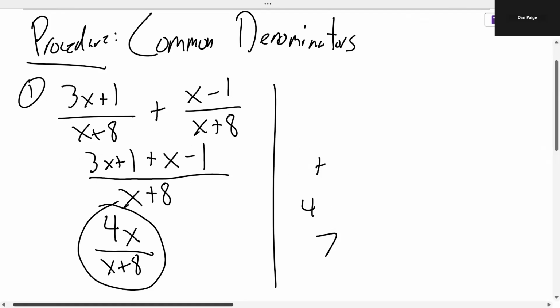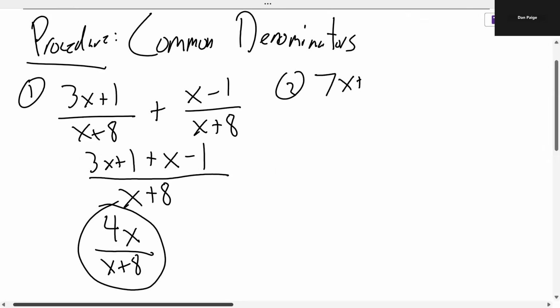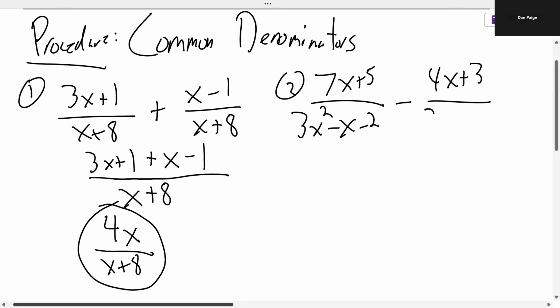Okay, let's do a second example with this now. It is going to get more fancy. We're still going to have common denominators. It's going to look like this: 7x plus 5 over the denominator 3x squared minus x minus 2. Don't worry about that denominator yet. Minus 4x plus 3, and it's going to have the same denominator, all in the first half, same denominators.